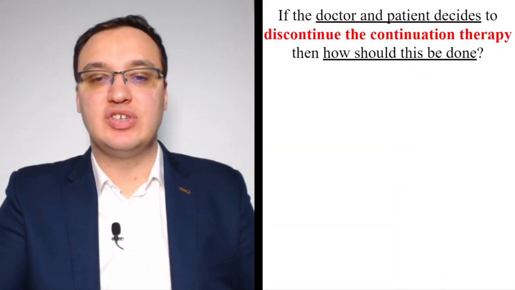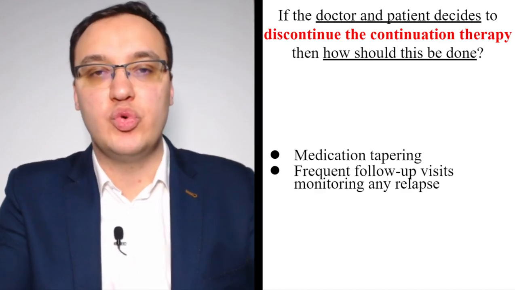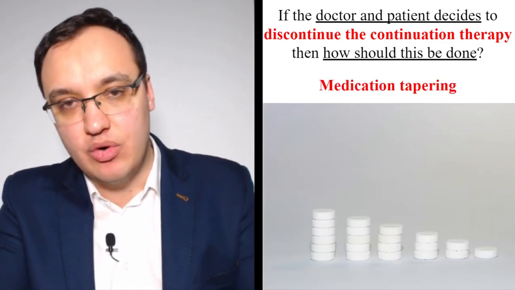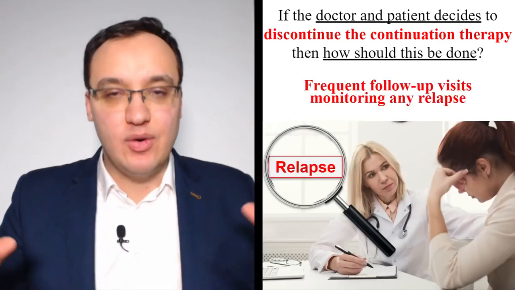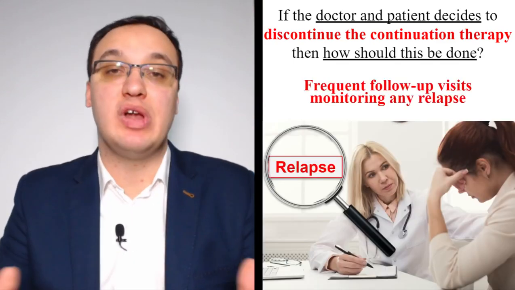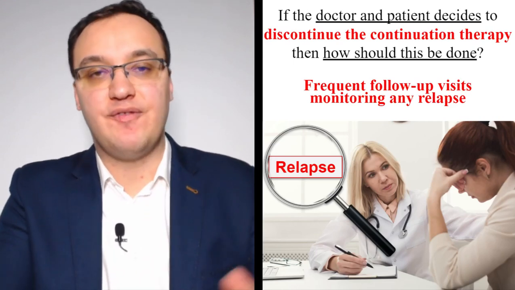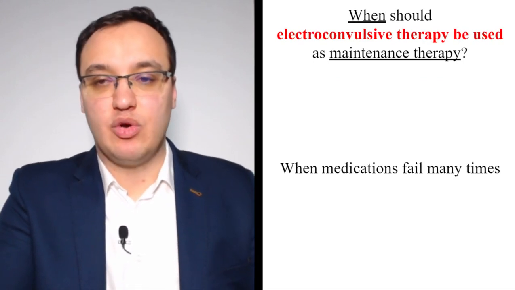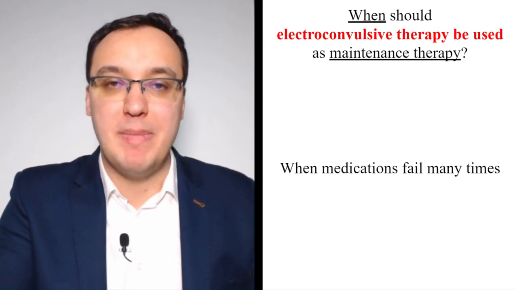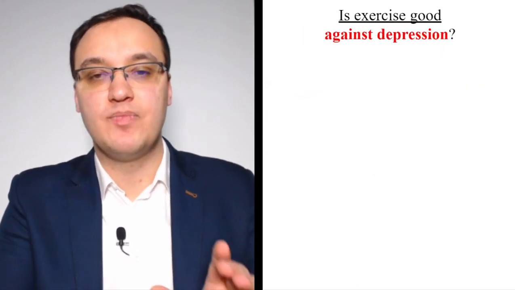If the doctor and the patient decide to discontinue the continuation therapy, then what do we do? We will taper the medication dose down, and then we will increase the follow-up visits, and we will monitor. It means we will ask a lot of questions about symptoms, and then we will see if the patient had a relapse or not. When should electroconvulsive therapy be used? When medications fail many times, as we said, and this is the last resort.